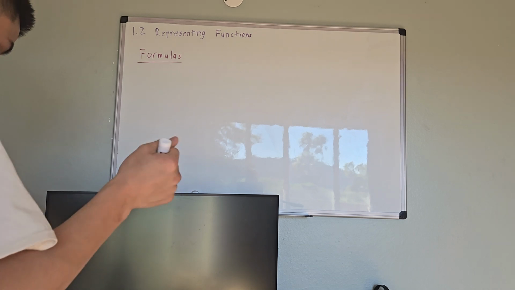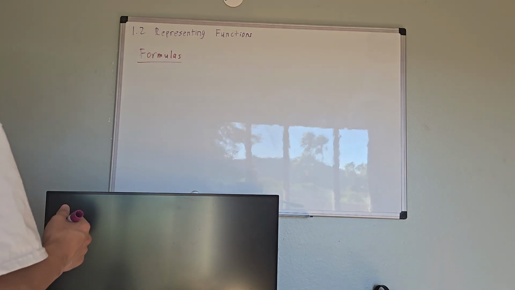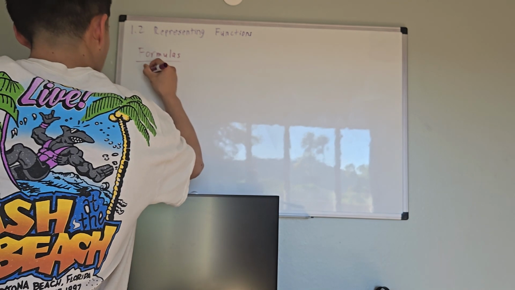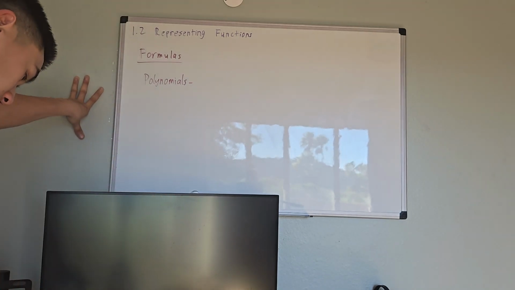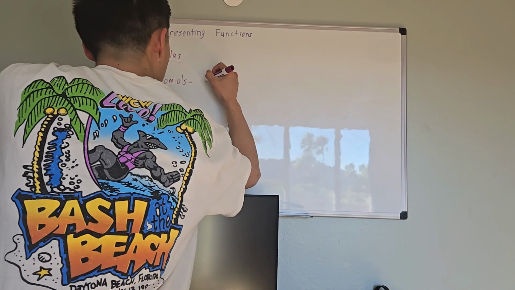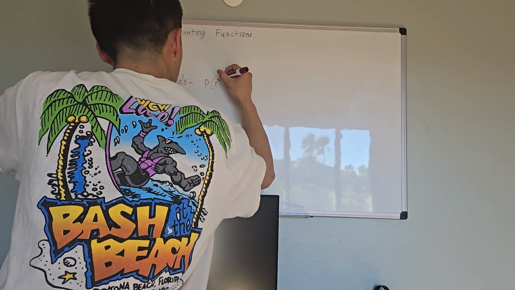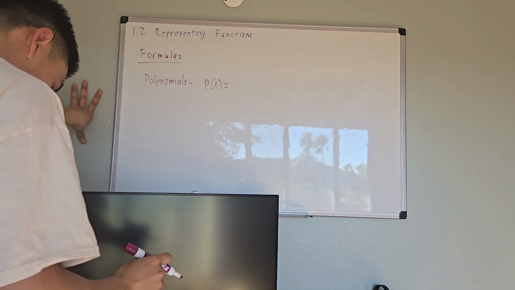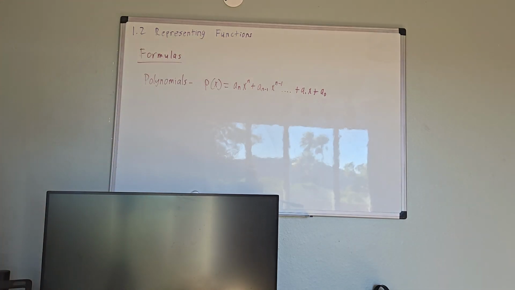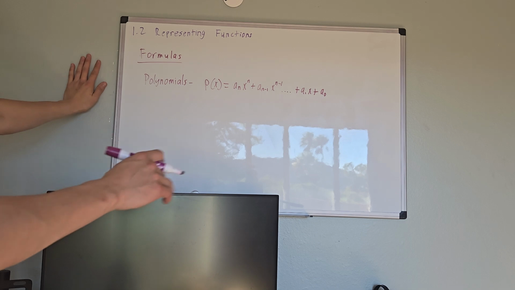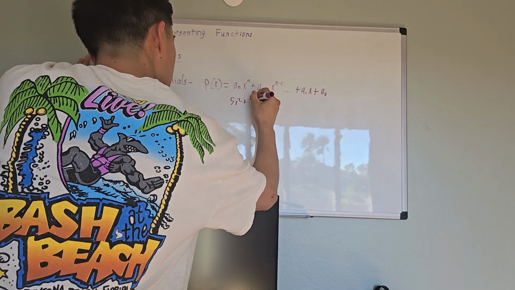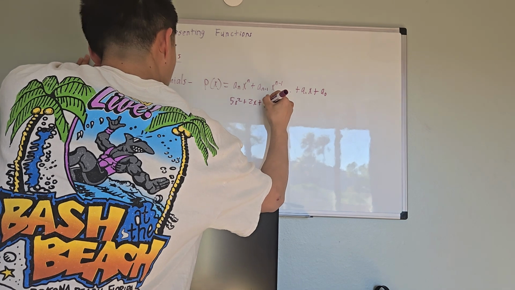How do you represent a function with a formula, okay? So first thing we're gonna take a look at is polynomials. Polynomials, all right, are functions of the form p of x or f of x or whatever your function of x equals. So this is a polynomial right here. An example of this is like 5x squared plus 2x plus 3, okay?